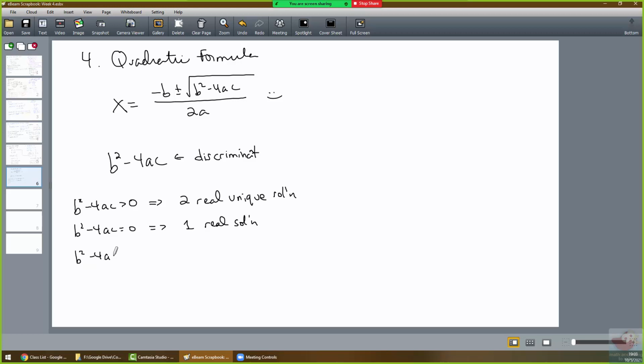And if the thing underneath the radical is negative, what type of answers will you have? So the thing underneath the square, they're not real. What are they? The imaginary number. Imaginary numbers. Very good. You'll have two, and let's be very specific, complex conjugate solutions. So a plus bi, a minus bi.